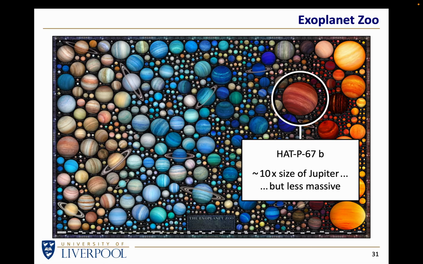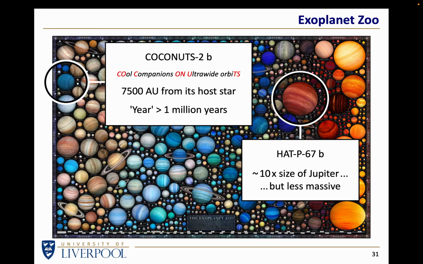In terms of a name, well, the names tend to be fairly boring, like HAT-P-67b. That's a fairly boring name for any planet. But there's one in the top left here, which I think wins the competition for the most ridiculous name that they've come up with so far. COCONUTS-2b is this particular planet. COCONUTS stands for Cool Companions on Ultra-Wide Orbits. They deliberately looked for some planets that are orbiting a long way from the star.